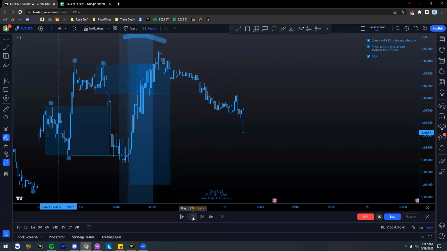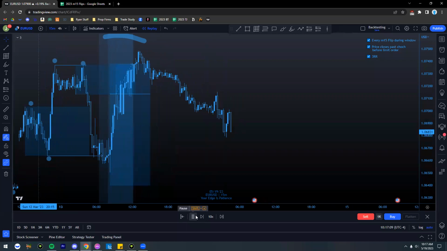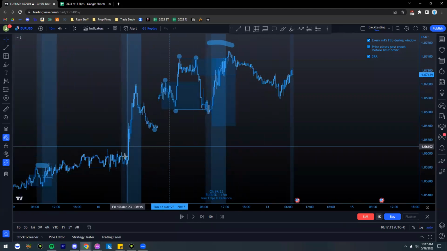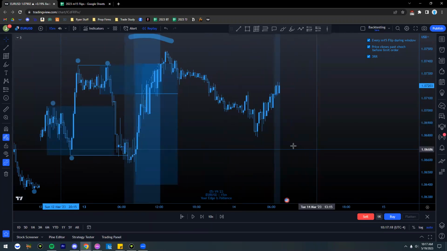Yes, I'm waiting for a retrace to the supply zone, then to take the trade. All right, market structure looks like it's still going up. This was a big retrace.